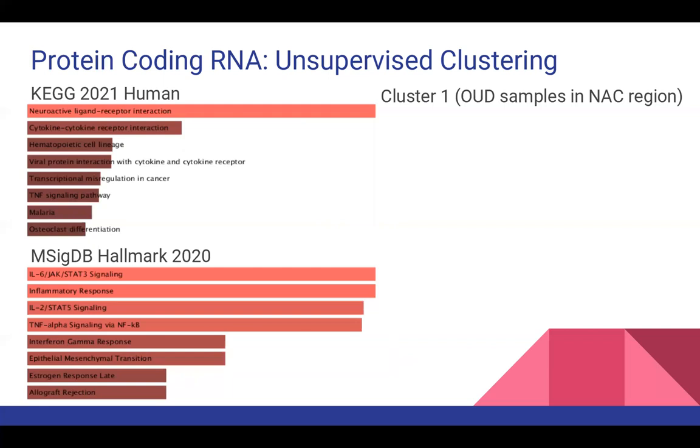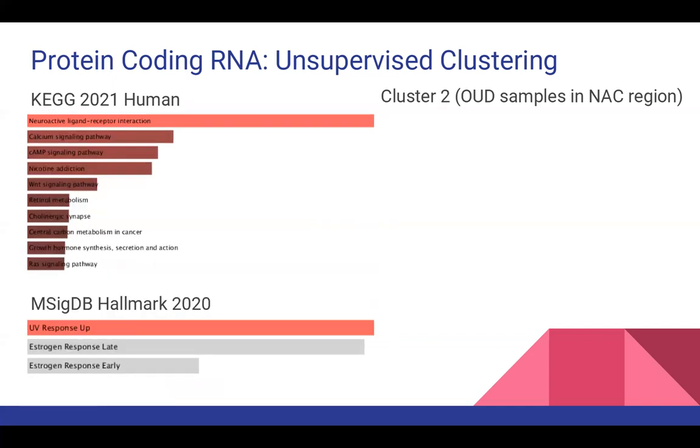While cluster 1 involved IL-6, JAK, STAT3, and IL-2, STAT5, and TNF-alpha and NF-kappa B signaling, shown here, cluster 2 tended to involve a variety of pathways, including nicotine addiction signaling, Wnt signaling, and the RAS pathway.